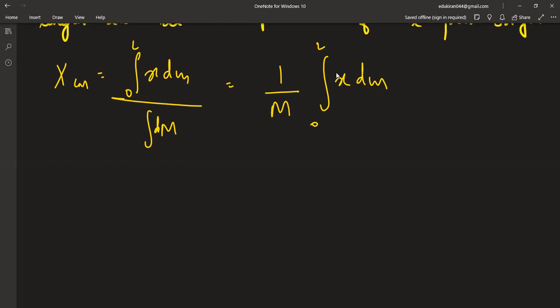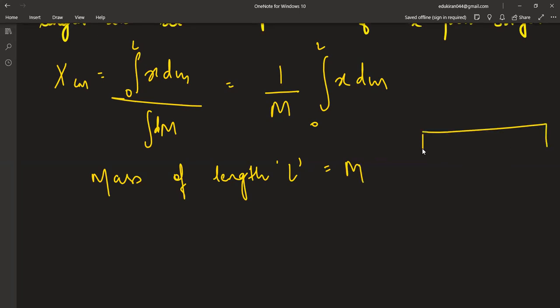Dm is the mass of that small portion that we have taken, whose length is dx. See, what was the mass of the entire length? Mass of the entire length is M. M is the total mass of this rod, right? So what will be the mass per unit length? This will be M by L, right?